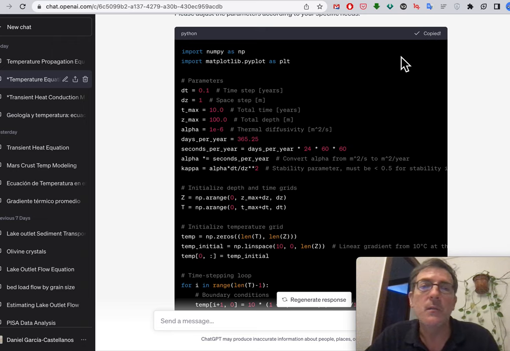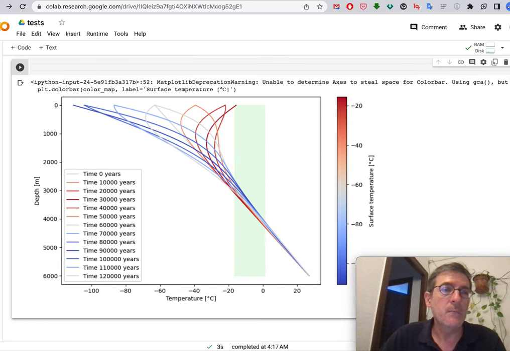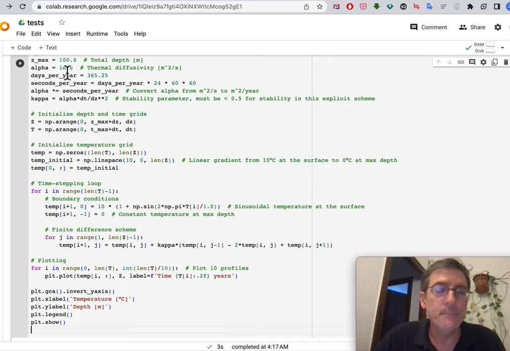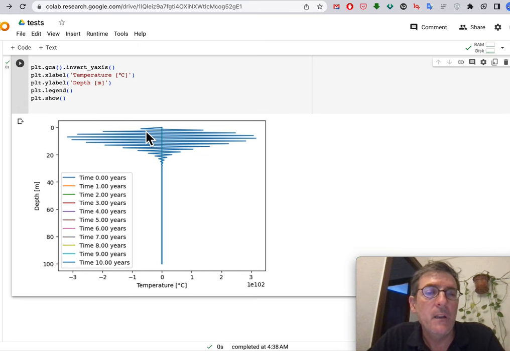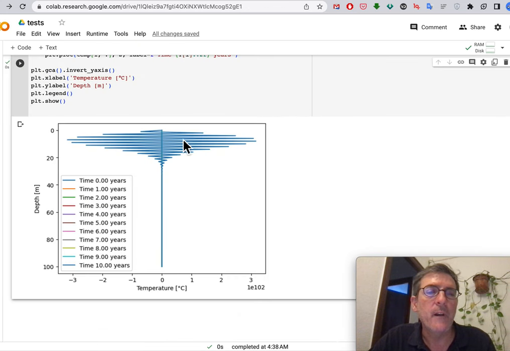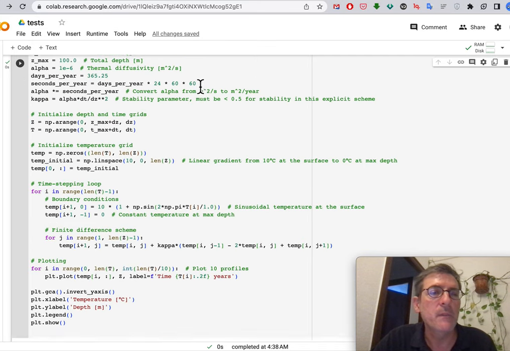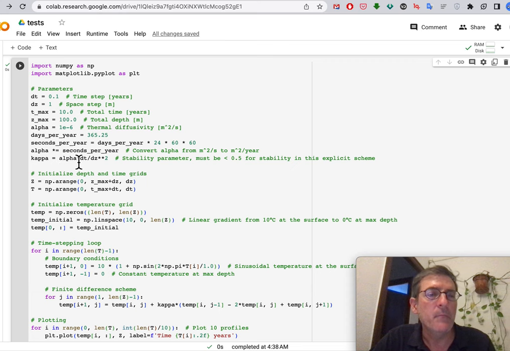We can actually show what this is doing by pasting this code into Google's Colab, where you can run it. And this is the result. You get these weird, maybe instabilities, I'm not very sure. But anyway, my next comment was complaining about the depth. I would like this to extend farther, to the depths where I know we should expect temperatures closer to 0 Celsius. Also, the variations at the top, it just made them up. I don't even remember what amplitude it used.